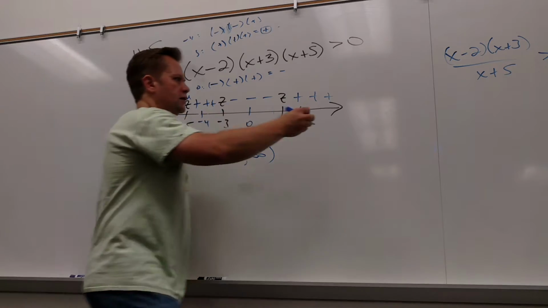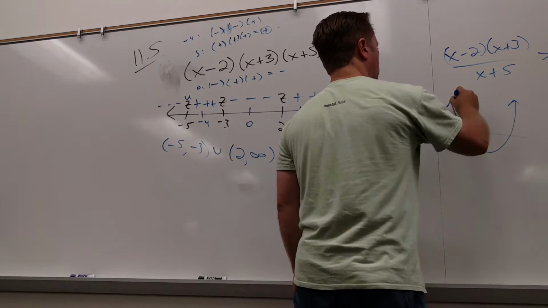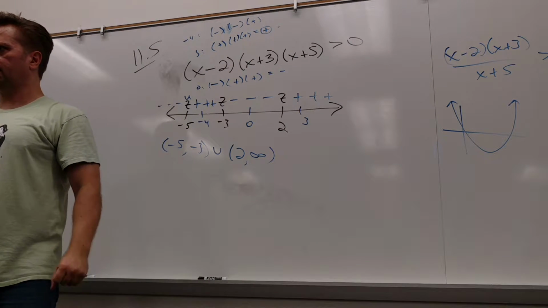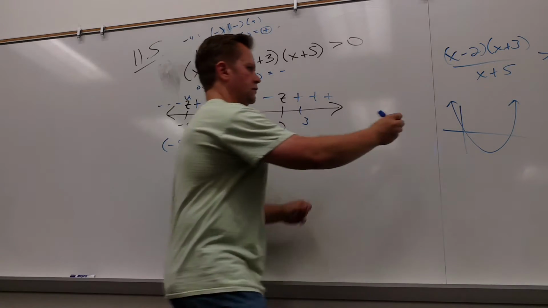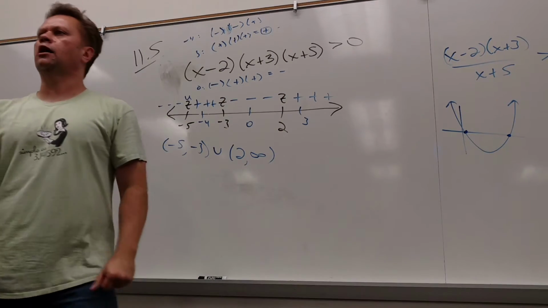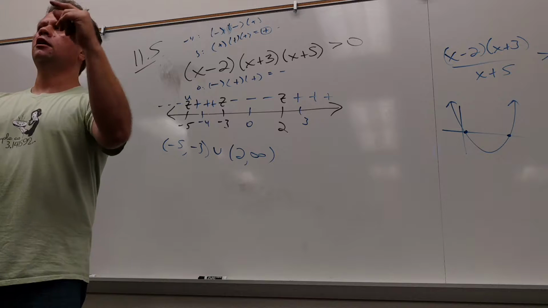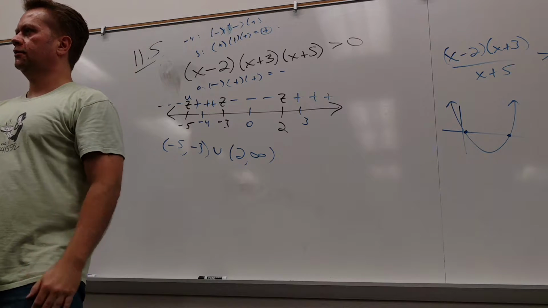This section just says, what if I have a parabola? If I have an up parabola, where is it always going to be negative? If it's going to be negative, where is it going to be negative? Below 0. But what are these? X-intercepts. So where is an up parabola ever going to be negative? In between the x-intercepts.